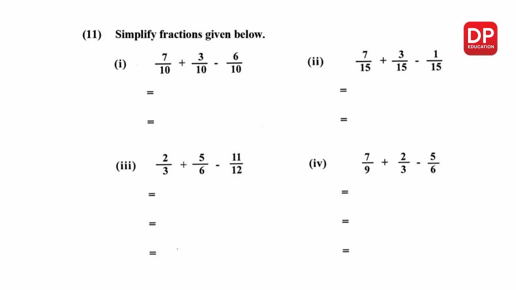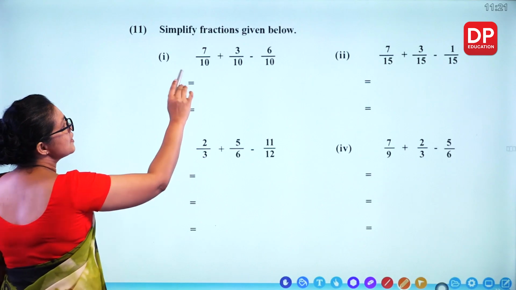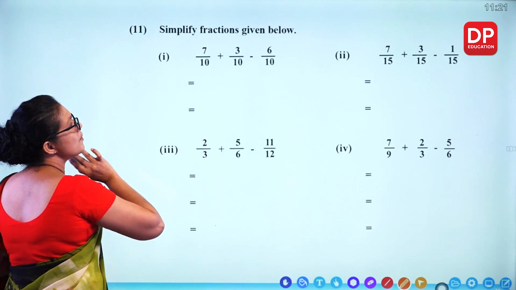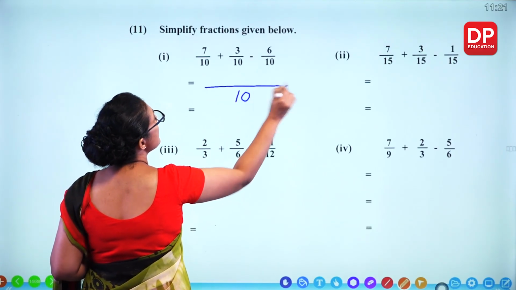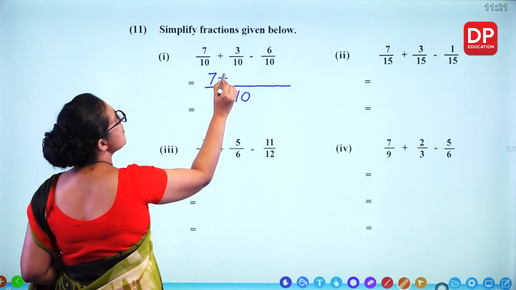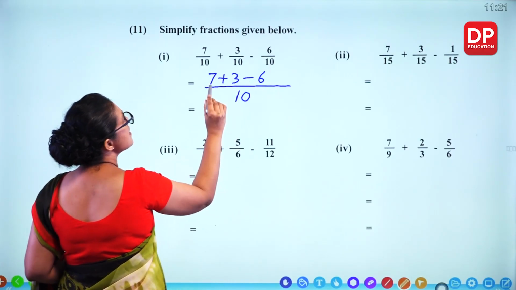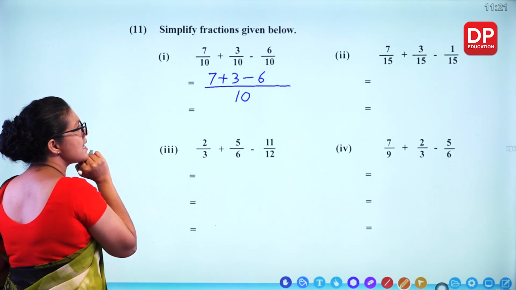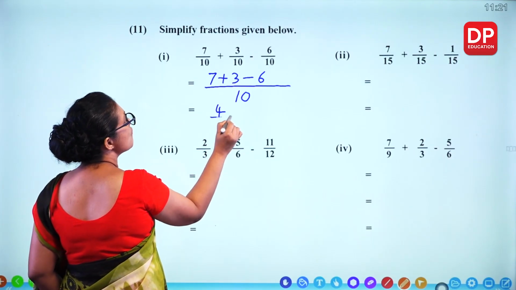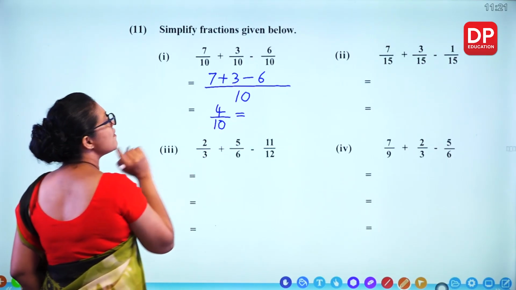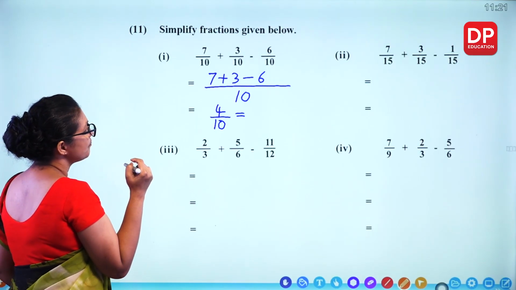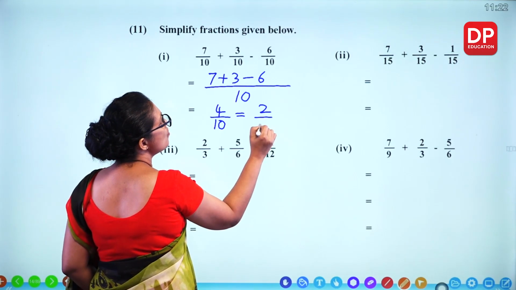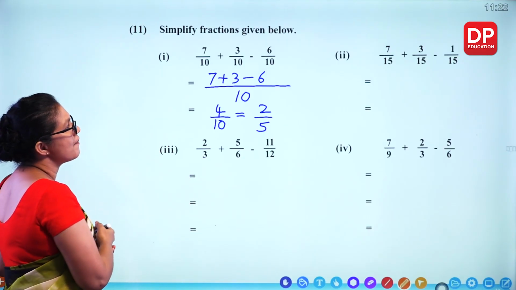Simplify fractions given below. 10 is the lowest common multiple already there. So straight away you can write 10 here. Then 7 plus 3 minus 6. 7 plus 3, 10. 10 minus 6, you get 4. You can simplify this. Divide by 2. You get 2 over 5.